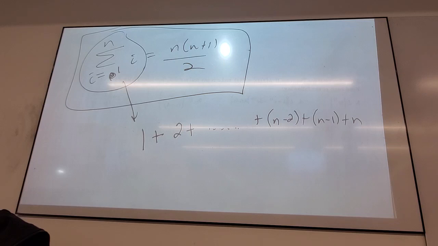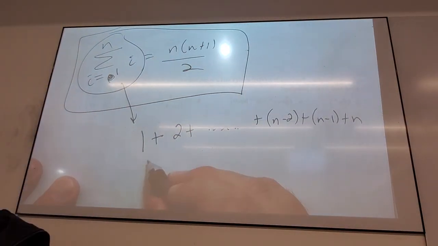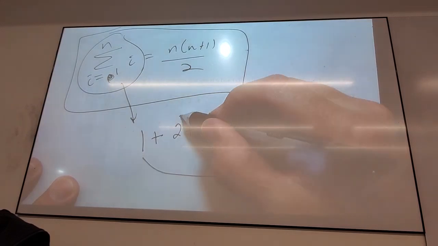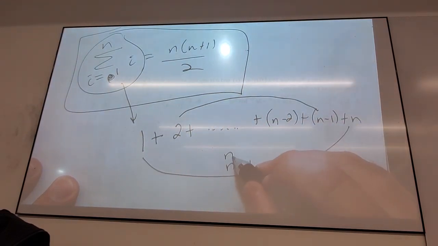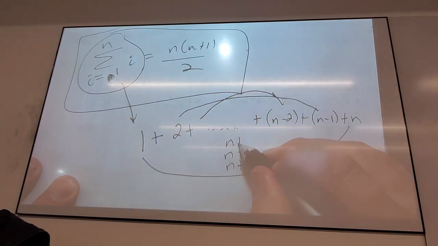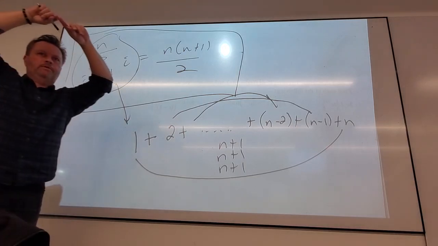He didn't do 1 plus 2 is 3 plus 3 is 6. That would take forever, yes? I'm only up to 3, and I have to get up to 100, yeah? So what Gauss did was, what's 1 plus n? n plus 1. What's 2 plus n minus 1? What's 3 plus n minus 2? Right? Every pair of numbers, if I do that, adds up to n plus 1.